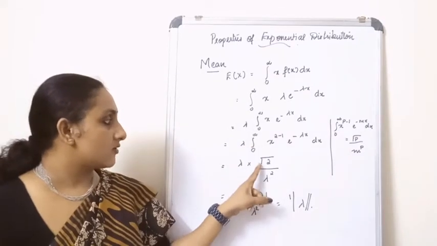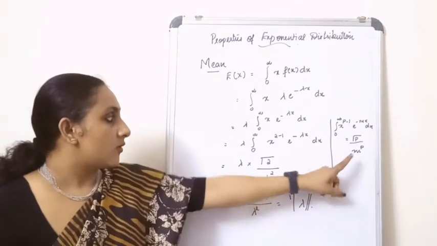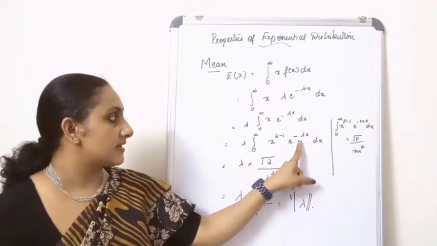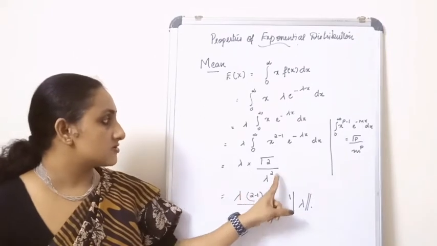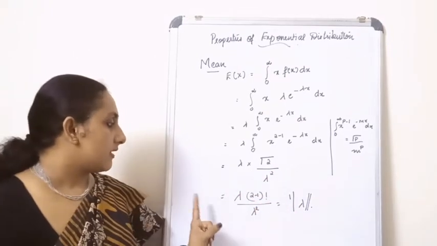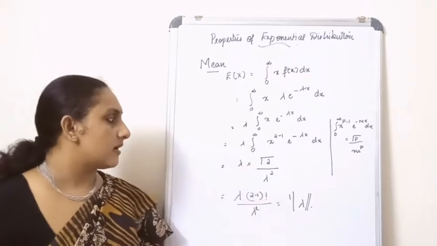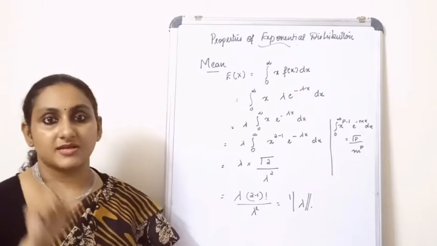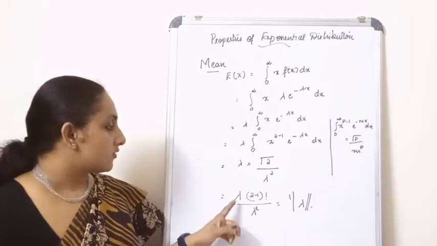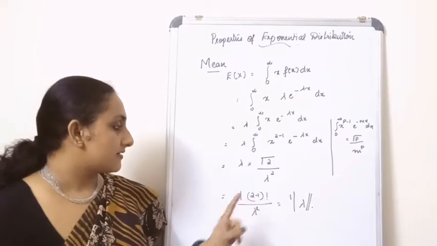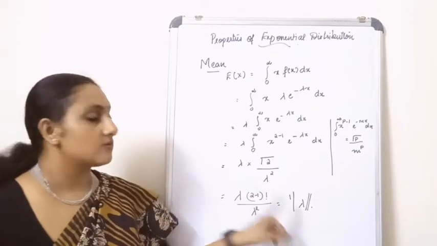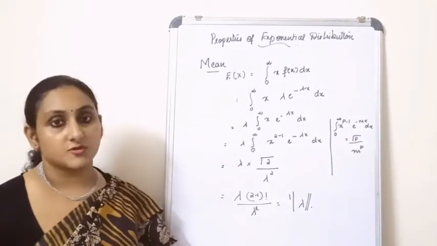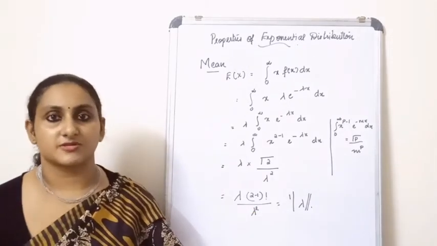So in this scenario, it is gamma 2 divided by, now what is your m over here? Lambda. See, e raised to minus mx, e raised to minus lambda x. So lambda raised to p is 2. Now that is equal to lambda into gamma 2. As I said before, gamma p is p minus 1 factorial. So you can write it as lambda into 2 minus 1 factorial divided by lambda square. That is equal to 1 by lambda. So this is the mean of the exponential distribution.